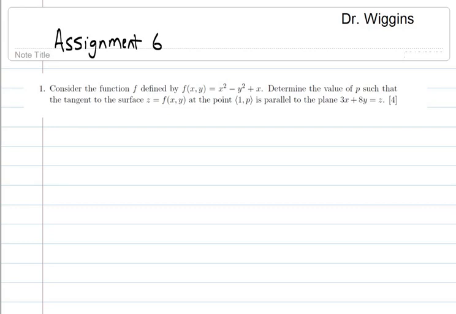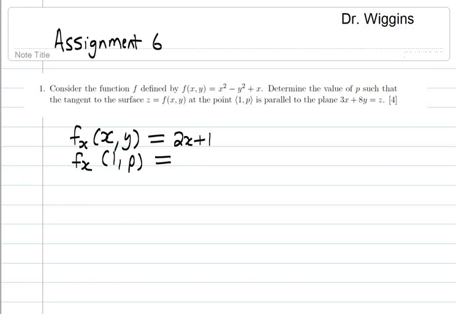So let's start off by saying we want the normal of the tangent plane. To find the normal of the tangent plane, we need partial derivatives. Because we have a formula for f, f partial x is we differentiate x squared minus y squared plus x with respect to x. If we do that, this turns out to be 2x plus 1. So f partial x at the point (1, p) evaluates to 2 times 1 plus 1, which is 3.